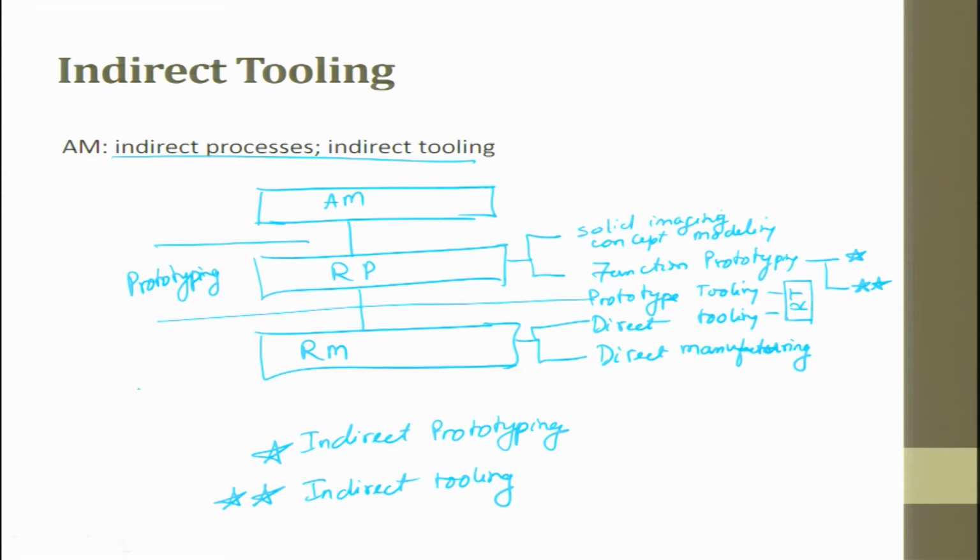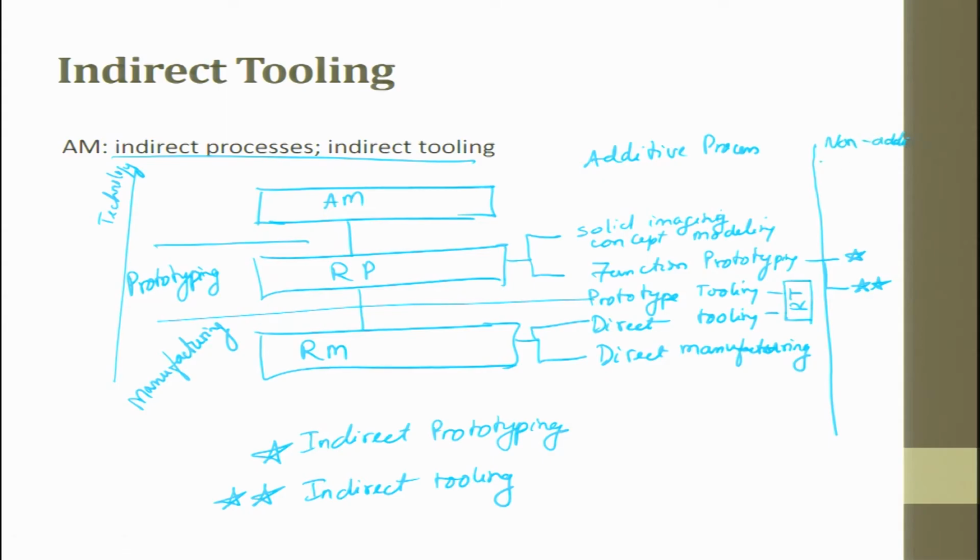So, this is a line which we draw, which is for prototyping, and this is the place where we try to write manufacturing, and this is what is technology. Okay. And if I draw a diagram till here, it is called additive processes, and here it is non-additive processes. So, you are trying to make a product which is not directly added, but you make a tool and from that tool you try to make a product. So, this diagram is very, very important.